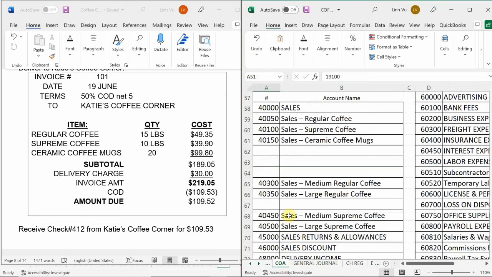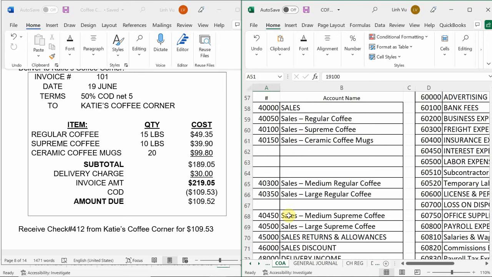So let's take a look at my chart of accounts. Do I have a separate account for selling the coffee by the pound? Let's take a look. Chart of accounts. Did I sell to Katie based on how many cups she has? You said we sold by the pound, right?